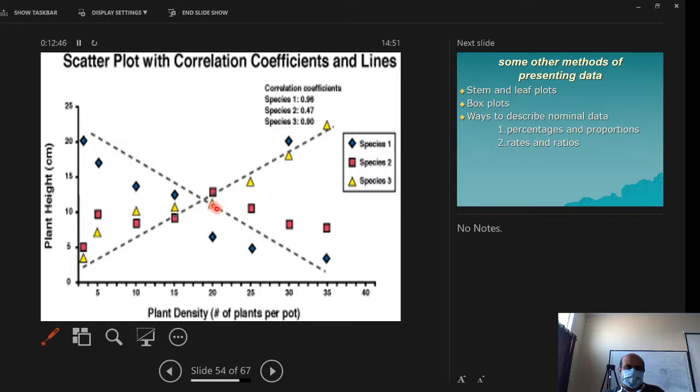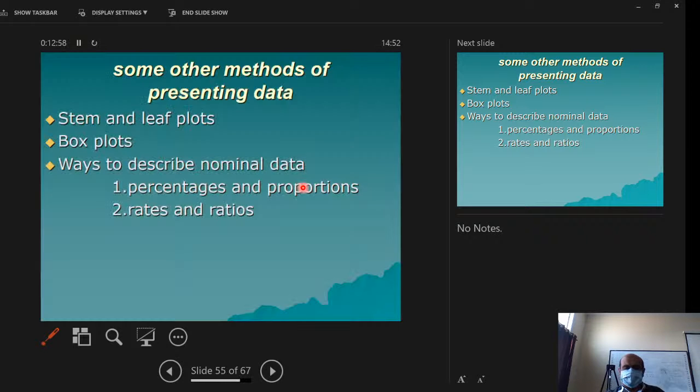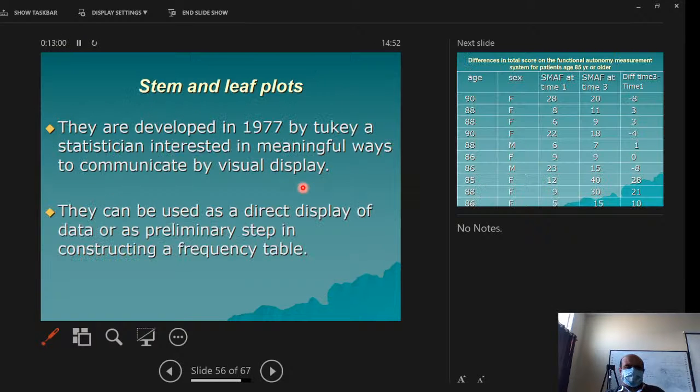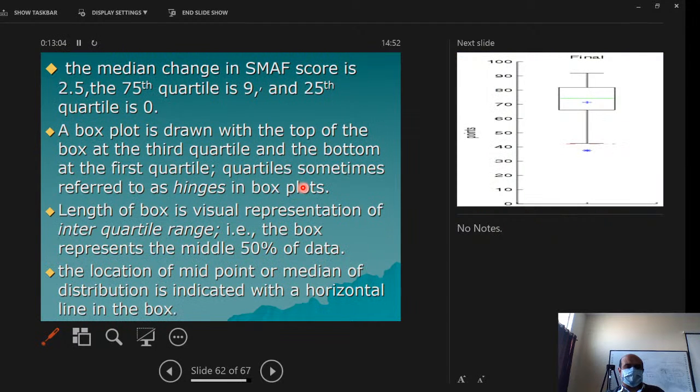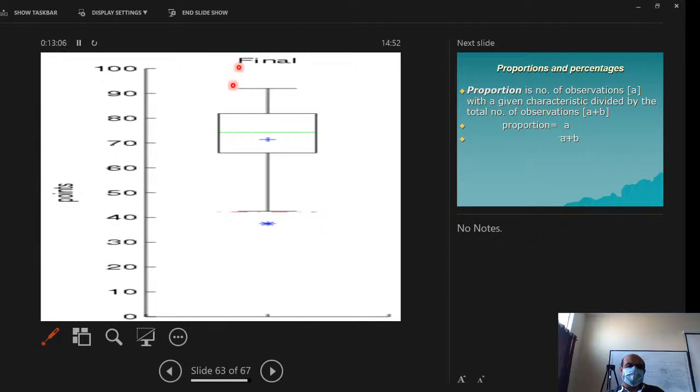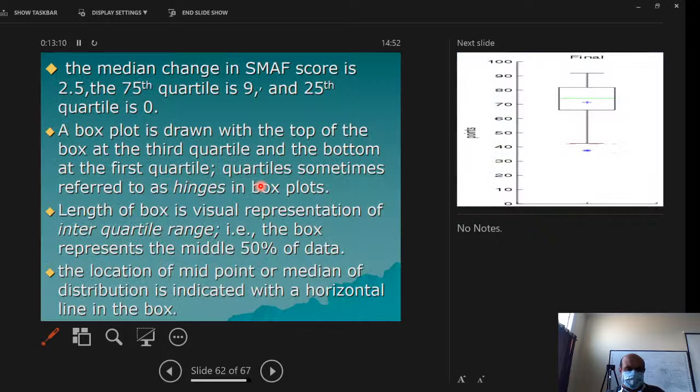If there is an intersection here, that means if this parameter goes up, this parameter goes down, and if this parameter goes down, this parameter goes up. I'm skipping some examples. This is a box and whiskers type of plot. We just read it.